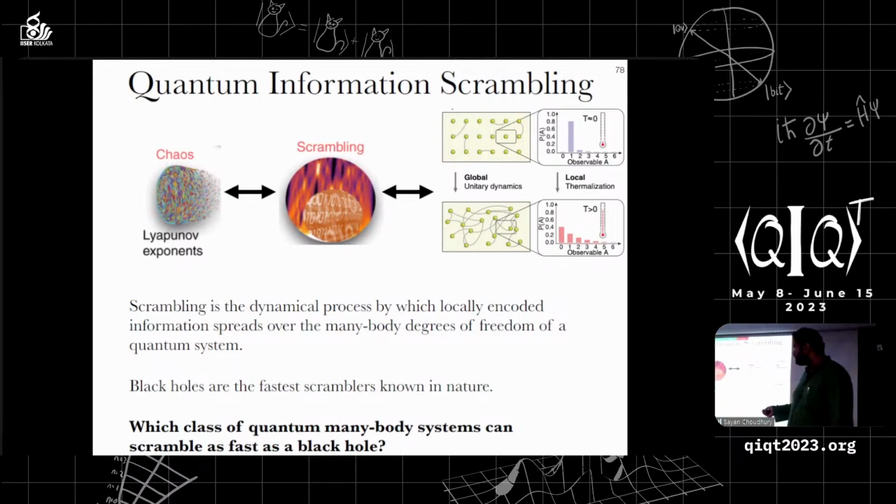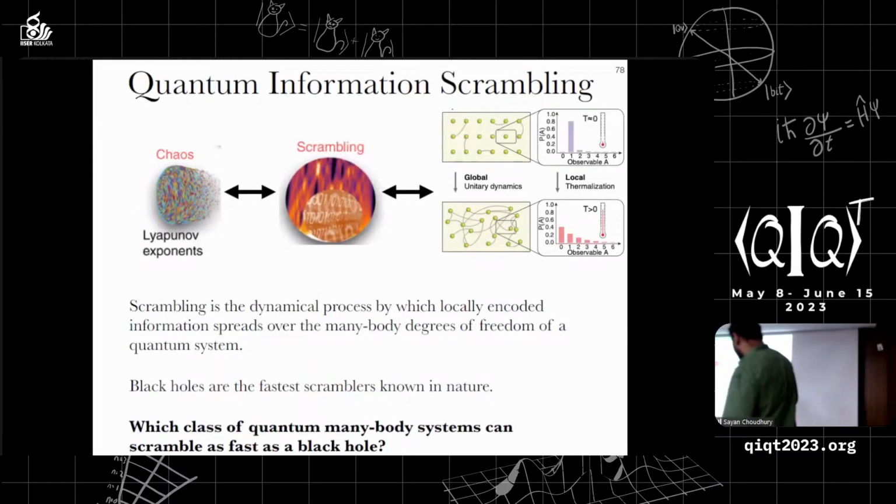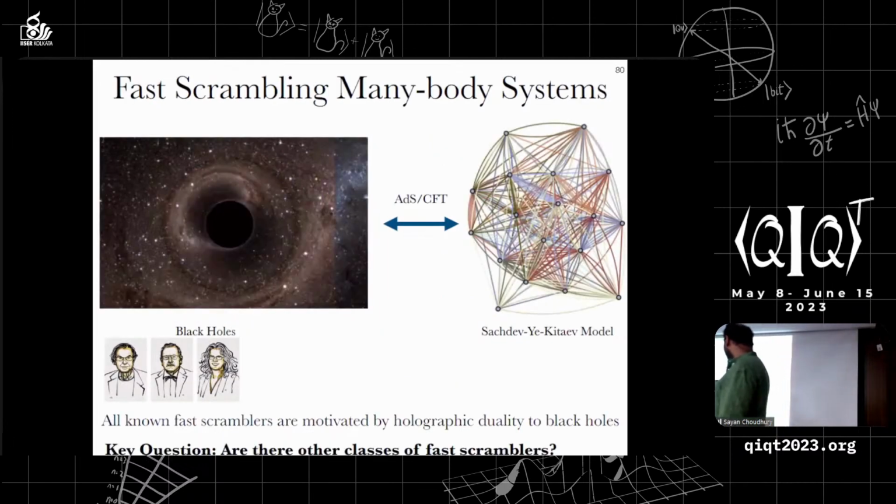The notion of thermalizing is basically the following: you have a dynamical process through which local information gets spread over many-body degrees of freedom and gets essentially lost to local probes. Black holes are the fastest scramblers known in nature. The question we wanted to ask is whether there are classes of many-body systems that can scramble as fast as a black hole. This has been of interest in the recent past, and some models have been proposed. Let me very quickly tell you my model and tell you that it does scramble as fast as a black hole. So I'm going to skip ahead.